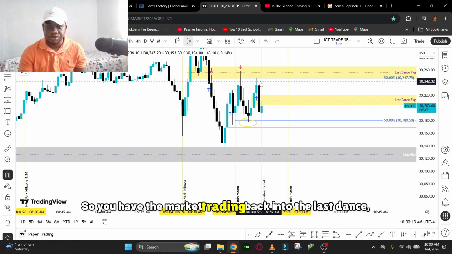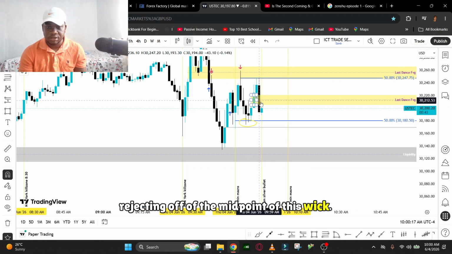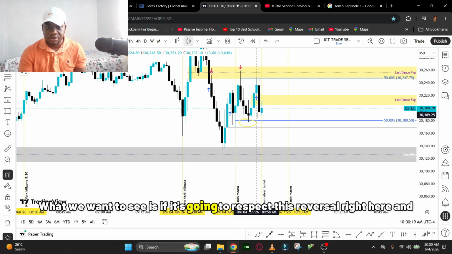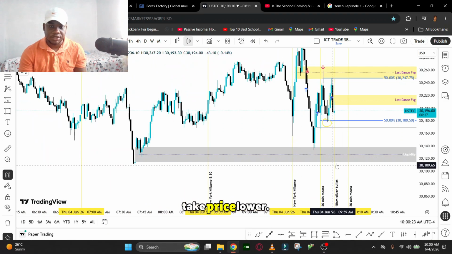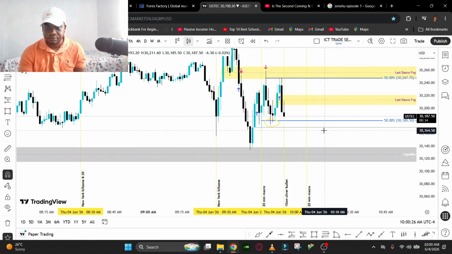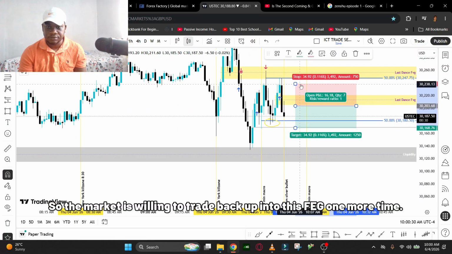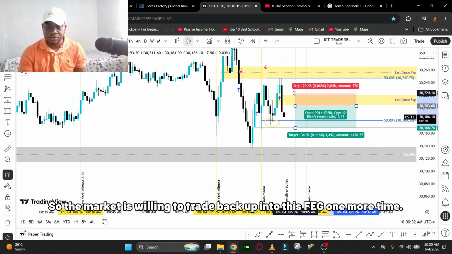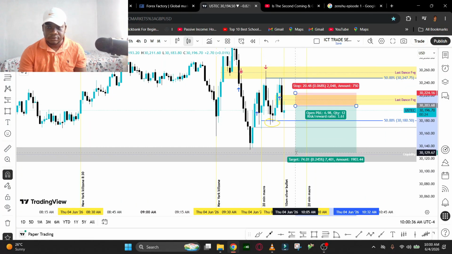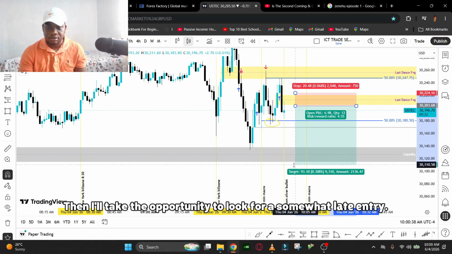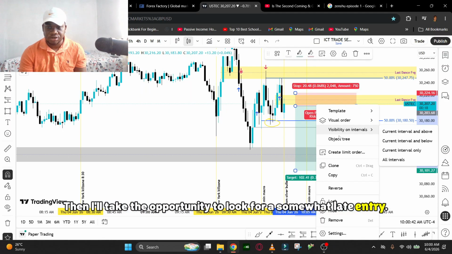So you have the market trading back into the last dance, rejecting off of the midpoint of this wick. What we want to see is if it's going to respect this reversal right here and take price lower. Alright, so we're having a nice rejection there. So if the market is willing to trade back up into this FVG one more time, then I'll take the opportunity to look for a somewhat late entry.